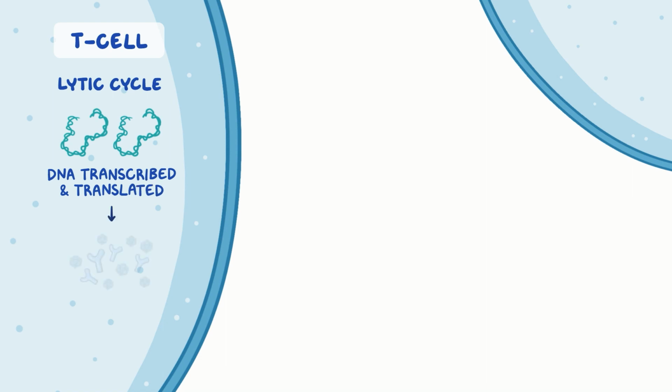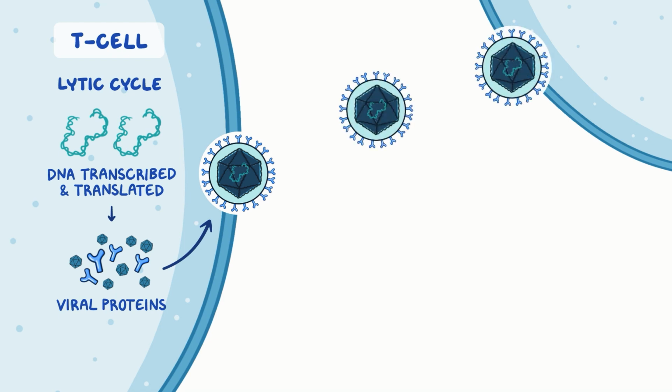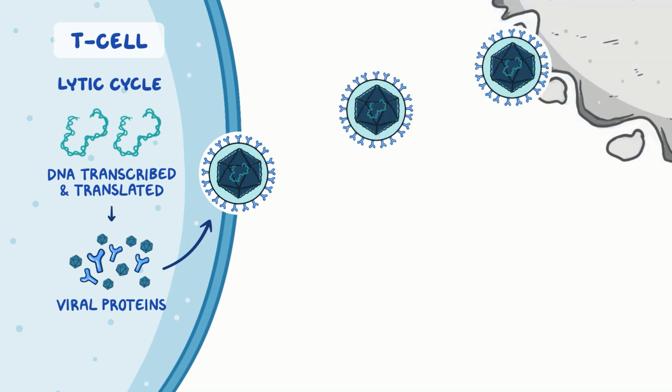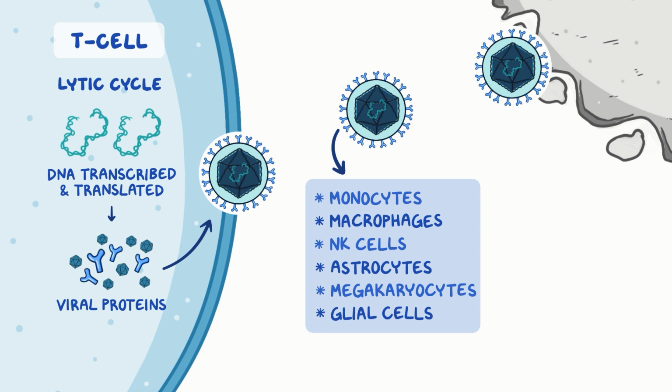So it undergoes the lytic cycle, where its DNA gets transcribed and translated by cellular enzymes to form viral proteins, which are packaged into new viruses that leave the cell destroyed and subsequently infect neighboring cells. The virus can also replicate in a wide variety of other cells, such as monocytes, macrophages, natural killer cells, astrocytes, megakaryocytes, and glial cells, but not as efficiently as inside T cells.